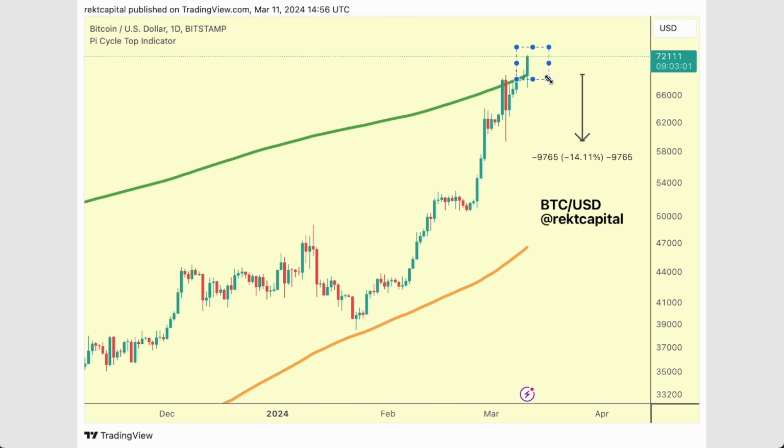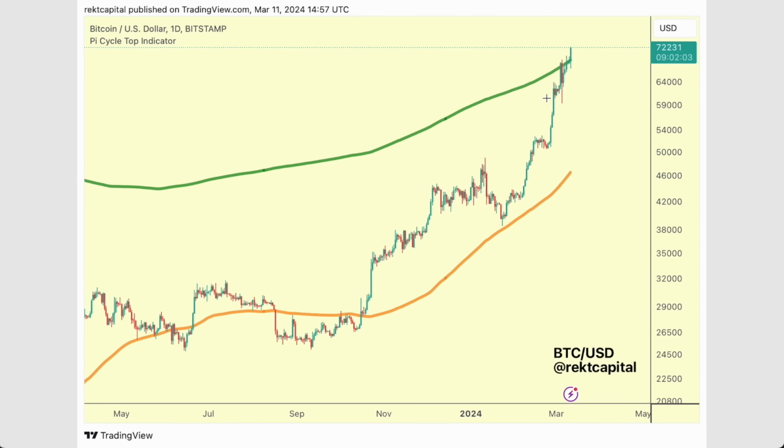However, that retrace might take a shorter time, and it might also be in the form of a dip, given how we are already in price discovery territory beyond new all-time highs. So at this point, we have to try and think about where we could see a potential crossover for this Pi Cycle moving average.